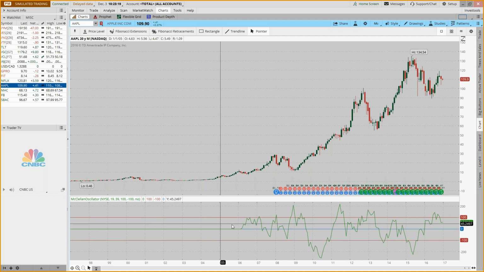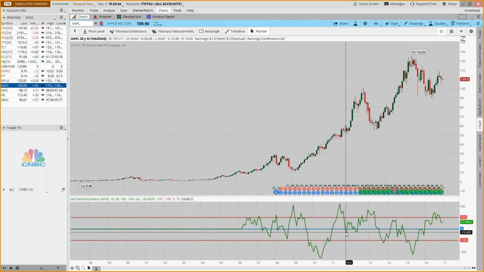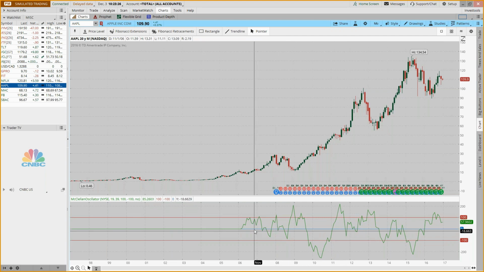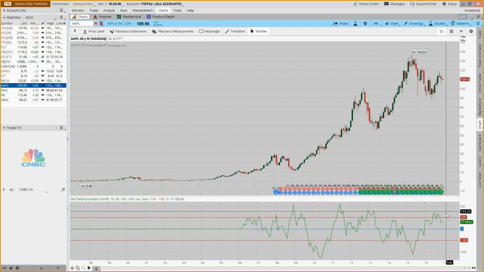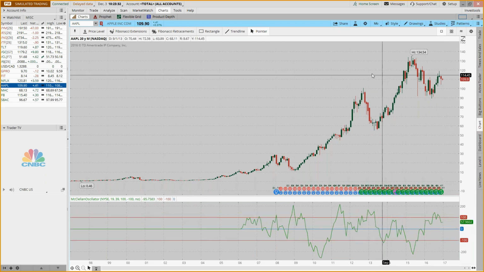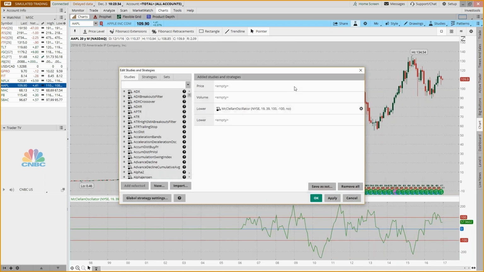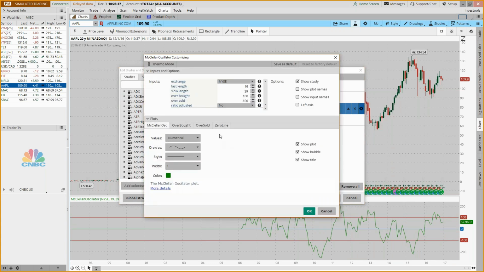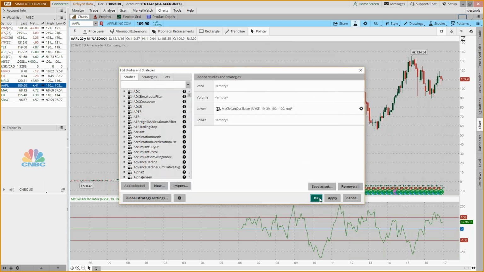Now this one I prefer to view as a histogram. So this is similar to a CCI that has a negative 100, positive 100, and the zero line here. I'm going to switch to a histogram. Here, give me 1 second. Right here. And I'm going to thicken this up. And I'll share why in a second.